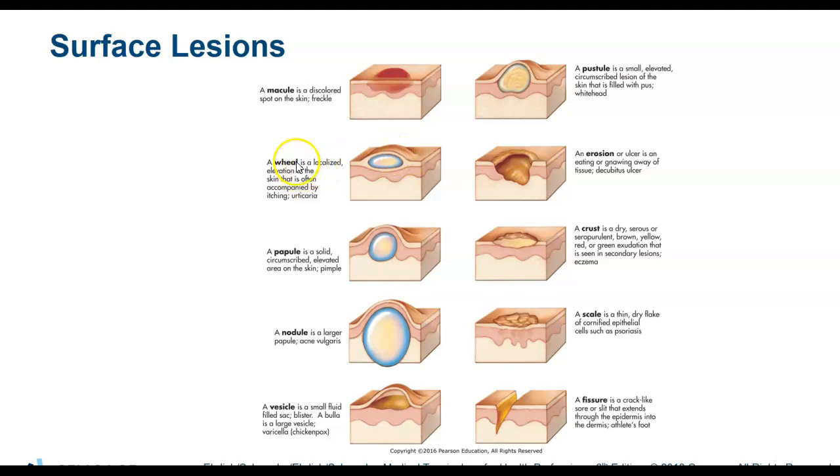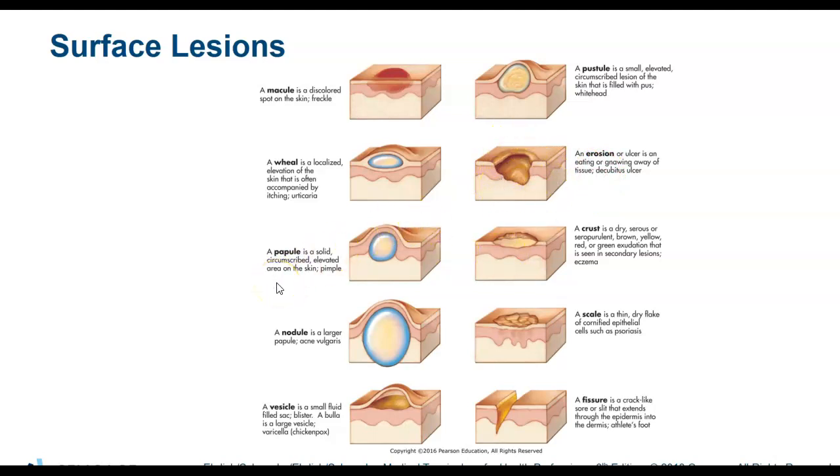But we also use a wheal when we're doing a PPD on a patient. We just put the needle right underneath the epidermis, and we push a little bit of medicine in, and we form a nice round wheal for it to be absorbed into the skin. An erosion or ulcer is eating away of this tissue, and I have a better picture of a decubitus.